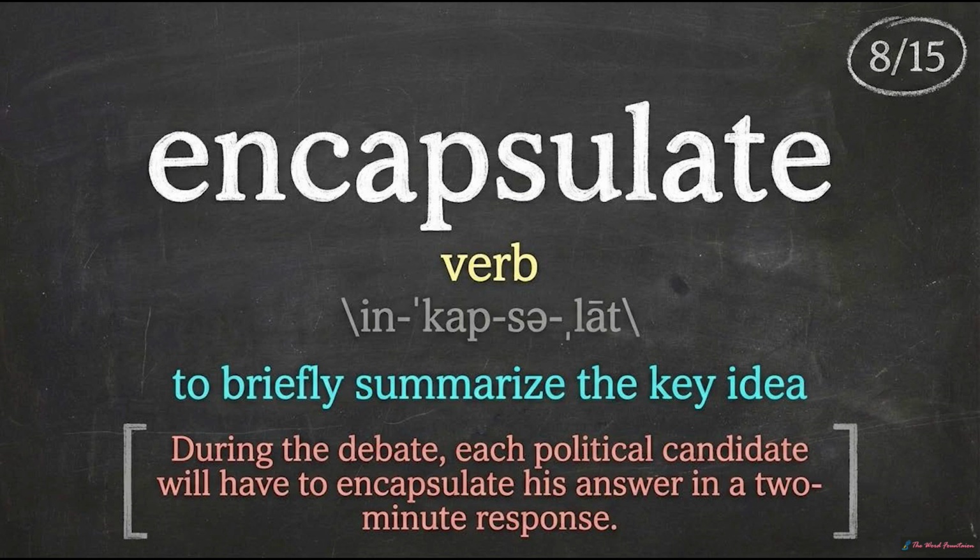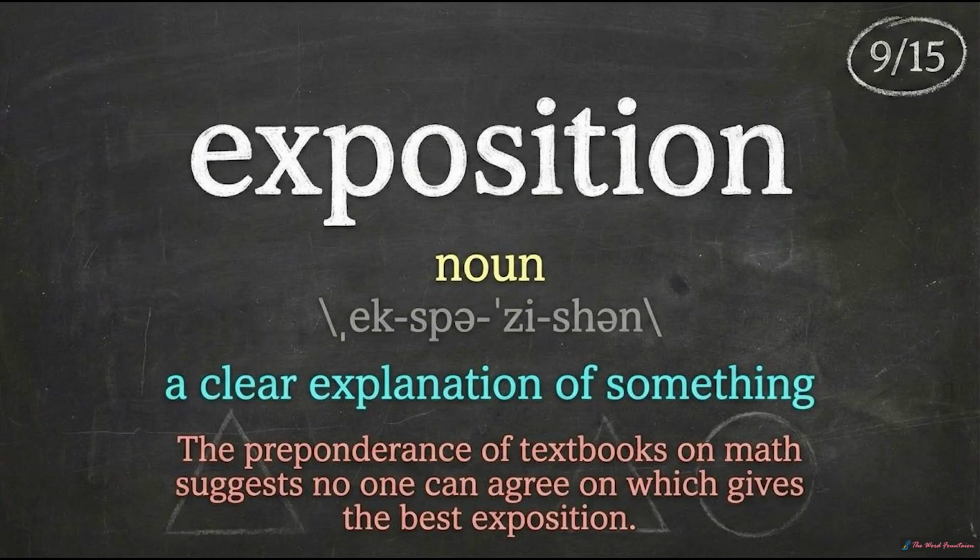Number 9, exposition. This feels like a term from a writer's room. We need more exposition in this scene. In fiction, yes, it's the backstory. But in general, it just means a clear explanation or setting forth of the facts. The source note's a struggle we all remember. Math textbooks. The bane of every student. And the text suggests the reason there are so many different math textbooks is that nobody can agree on which one has the best exposition.